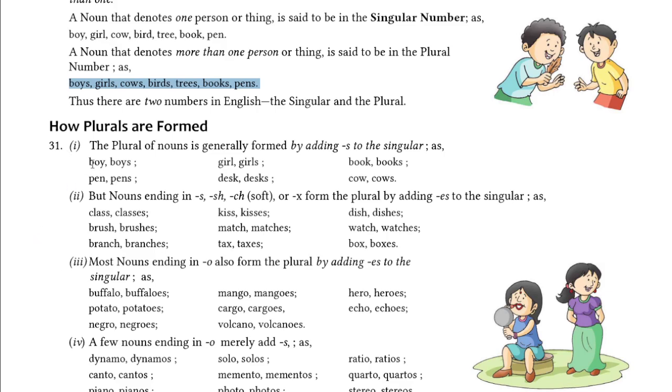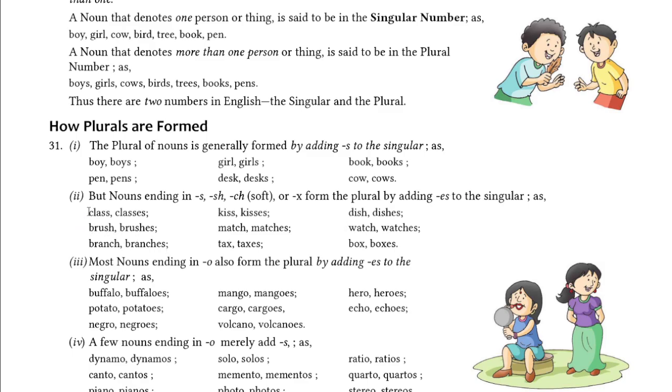Now, look at this very first set of nouns. Boy denotes one boy, so it is a noun in singular number. In order to form its plural, we would simply add s and we would get boys, which is a noun in plural number. Pen is a noun in singular number, and we would add s and we have a noun in plural number, pens. Girl and girls, desk and desks, book and books, cow and cows. We have simply added s to the singular form and we have got nouns in the plural.